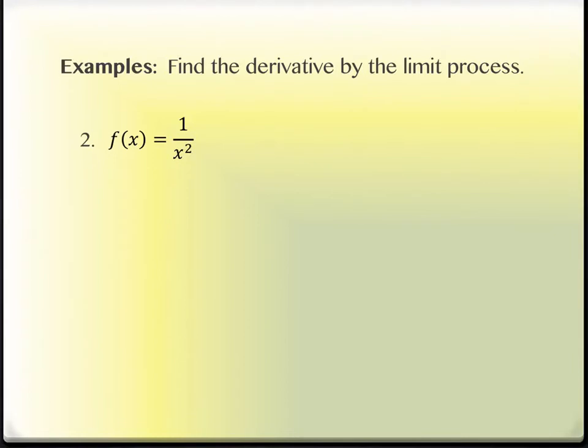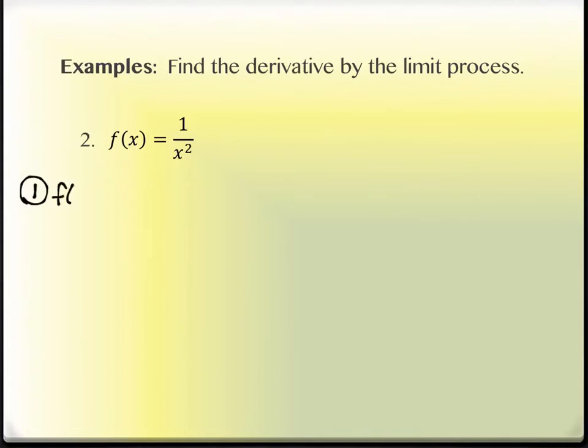All right, so we're going to find the derivative by the limit process. You'll notice that this one looks different than the last one. The last one was actually a polynomial, quadratic specifically, or a parabola. This one's a rational function. So we're going to see sort of a difference on how we operate when the function changes to a different form.